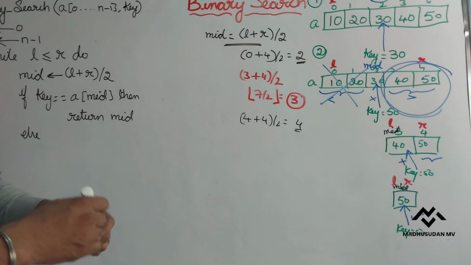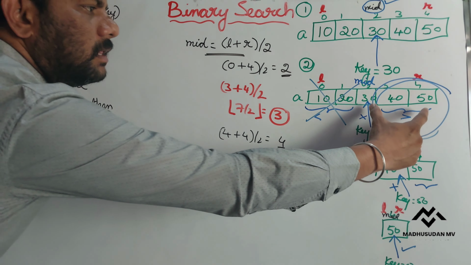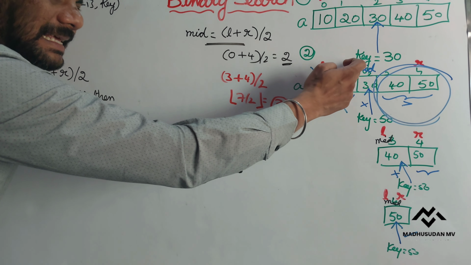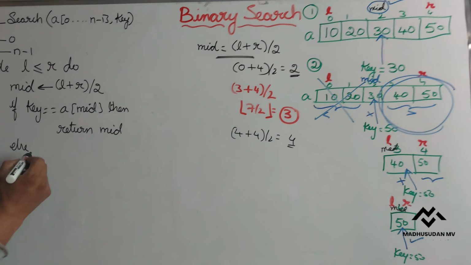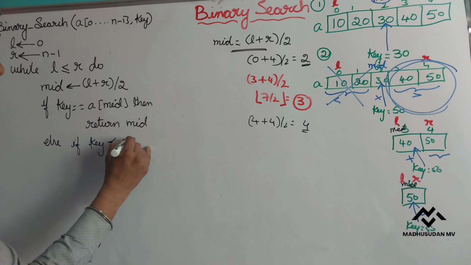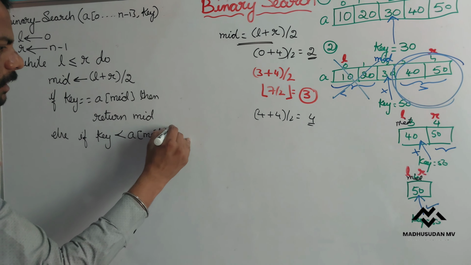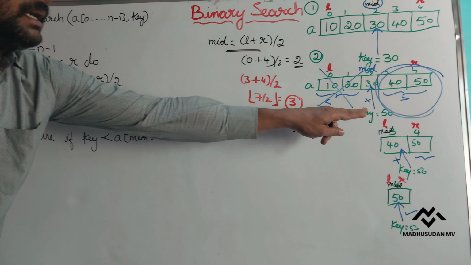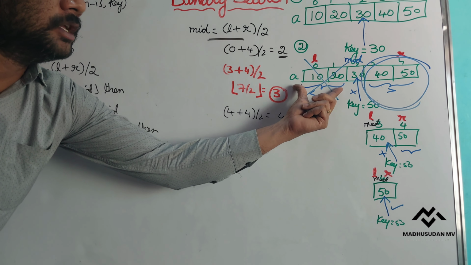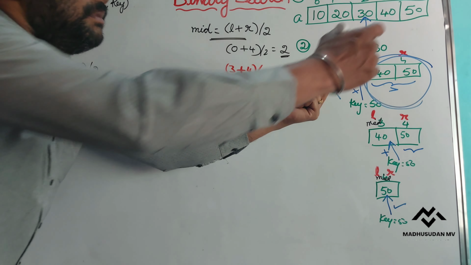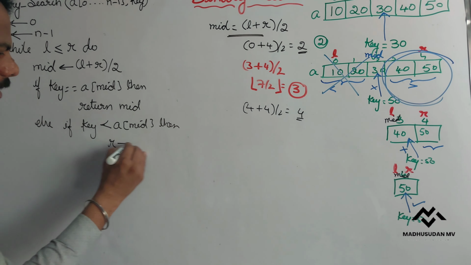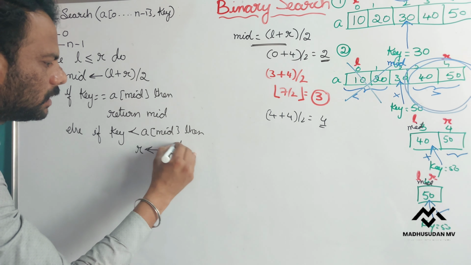Else, suppose in this case, the key element is not equal, then what we did? Now we need to decide whether we need to check in the first half or the second half. So how to decide? I need to check whether key element is less than mid or not. So else if key is less than A of mid. If this is true, where I have to search? I need to search in the first half. Left remains same, but R becomes what? R becomes mid minus 1. So I am changing R is equal to mid minus 1.